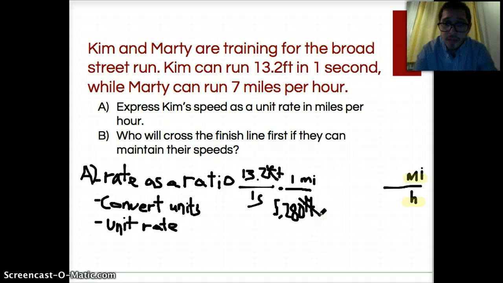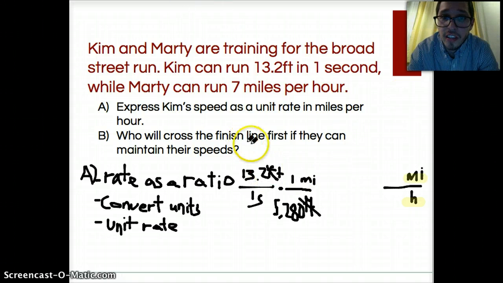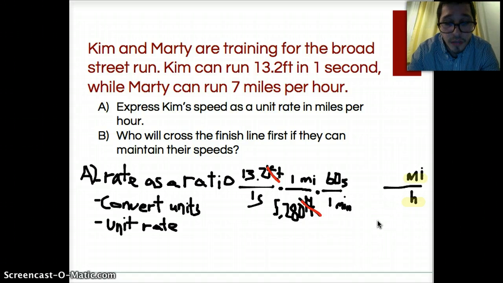Alright, now I just need to get my seconds into hours. I'm actually going to use a red to cancel so that we can really see what we're canceling here. To get rid of those seconds, I have to multiply by a second unit. I know that there are 60 seconds in 1 minute, so that way I can cancel my second units. And there I go, I'm canceling them. And I'm left with minutes on the bottom instead of seconds.